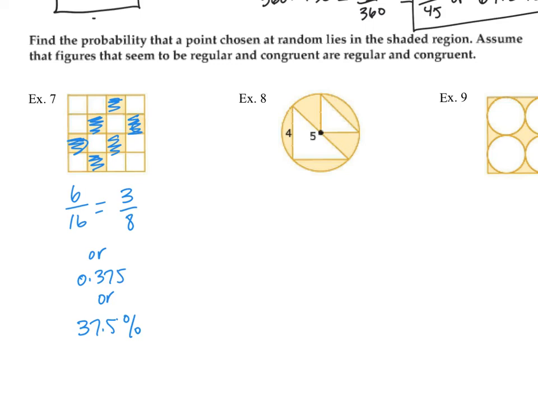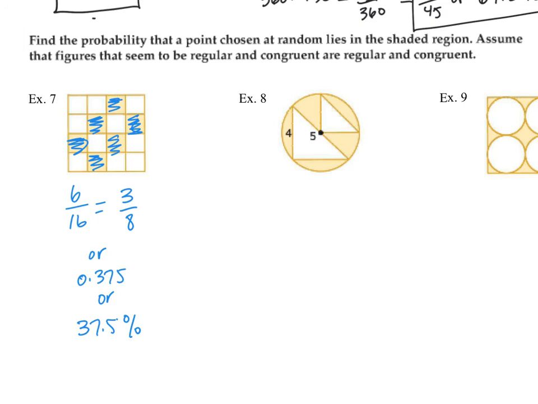So if I want to get the area that's shaded, I'm going to have to take the area of the entire circle and subtract the areas of the two white triangles. So the area of the entire circle minus the area of this big triangle minus the area of this little triangle would be the area of the shaded region, and then we'll put that over the area of the whole circle to find the probability.